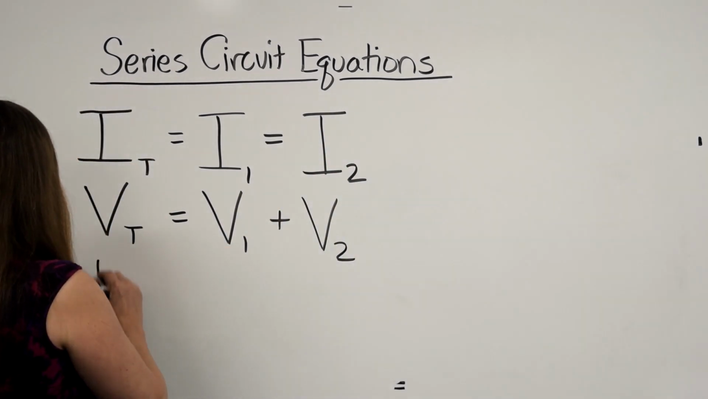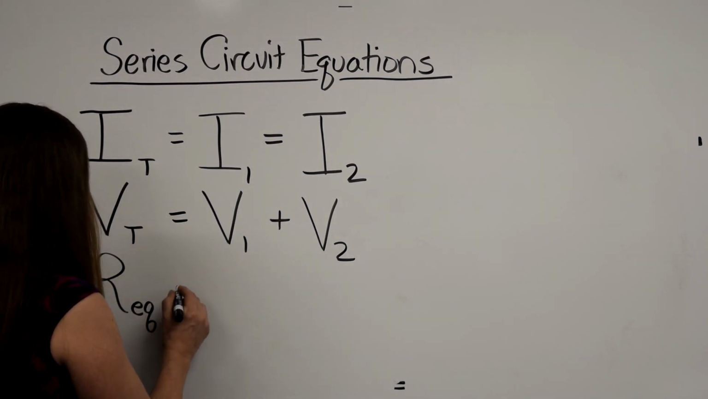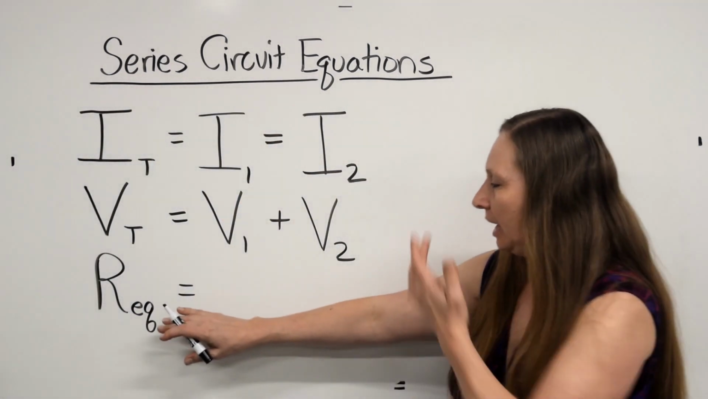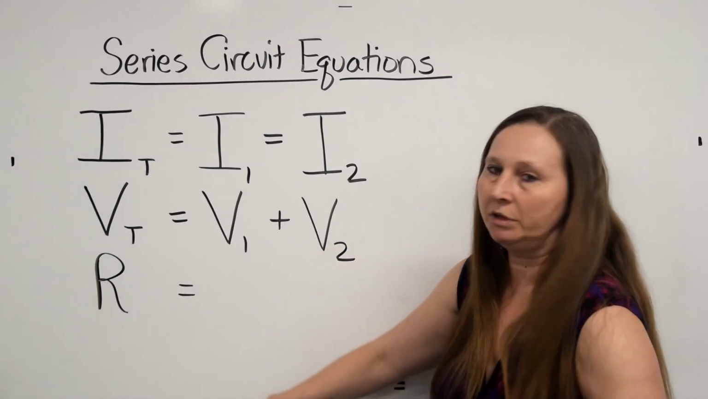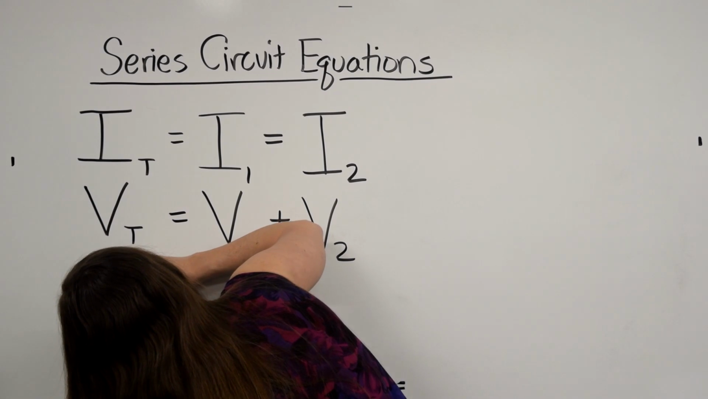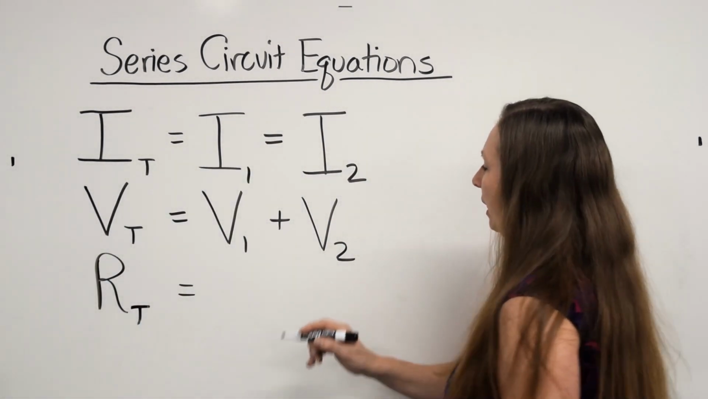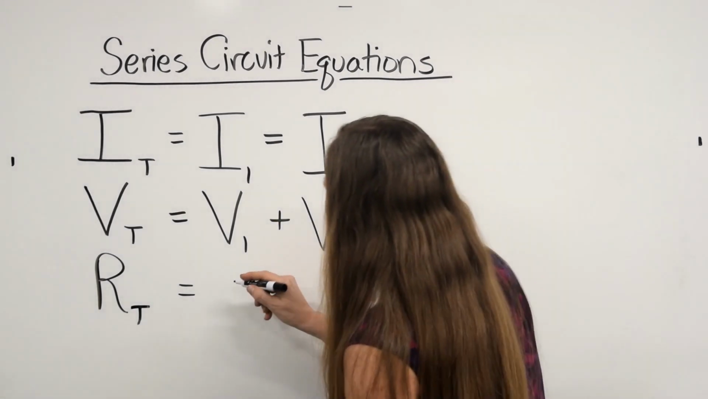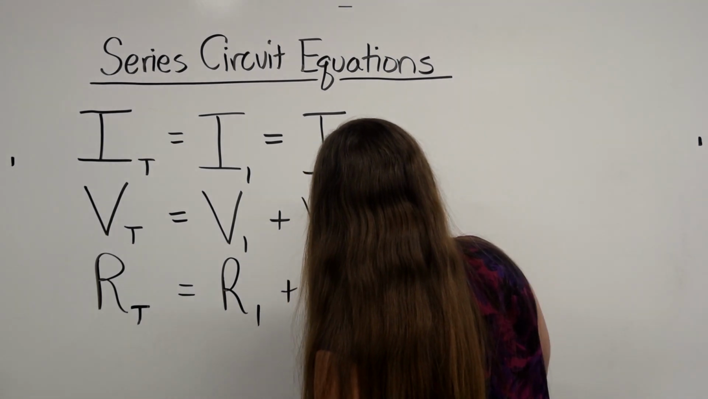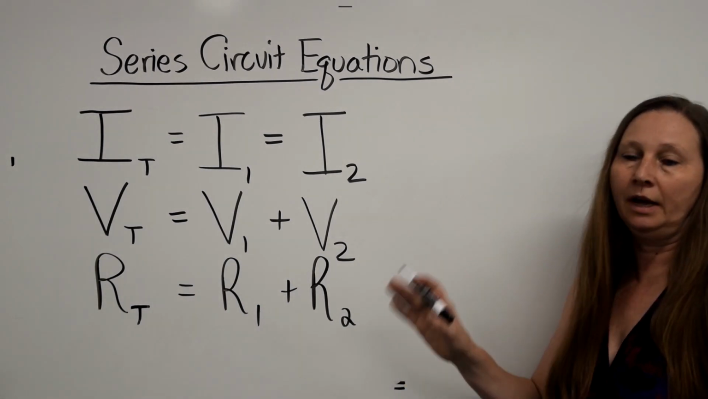Now, the total resistance, they write REQ. That means equivalent resistance. It's the same thing as saying the total resistance. I like to use total. Some people like to use equivalent. It just doesn't matter which one you write. Okay, so the total resistance is going to be just like voltage. You're going to add up the resistance for the first resistor plus the resistance from the second resistor. If there's a third resistor, plus R3, plus R4, etc.